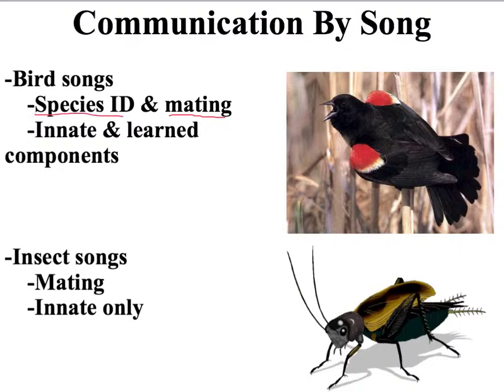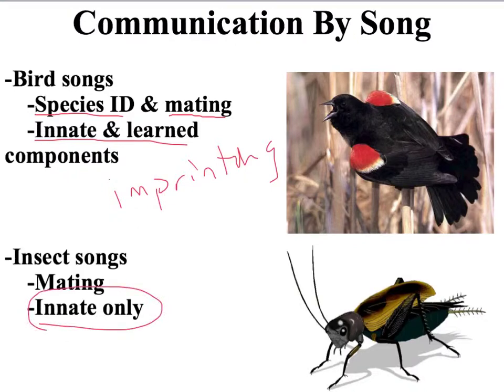Now we talked about how birds can have innate and learned components to their songs, involving imprinting for some species as well. But for insects, there's going to be innate components to their song only. Can you guess why? Hopefully you're thinking it's because insects live a lot shorter than birds. And if you thought that, then you'd be right.